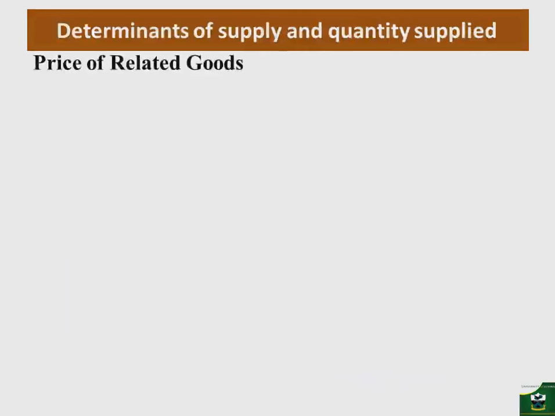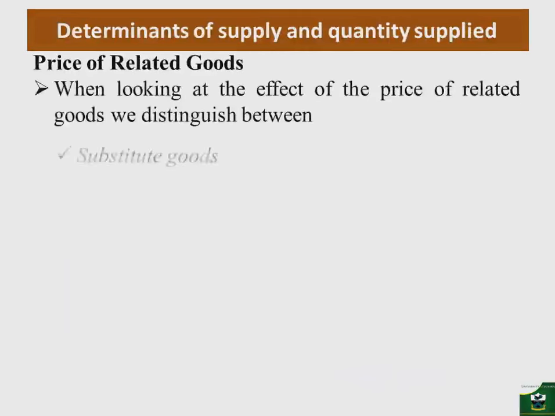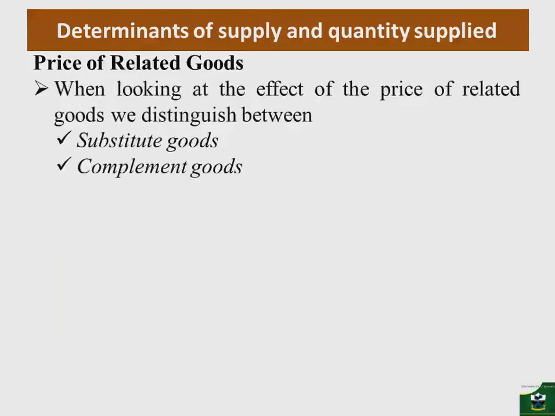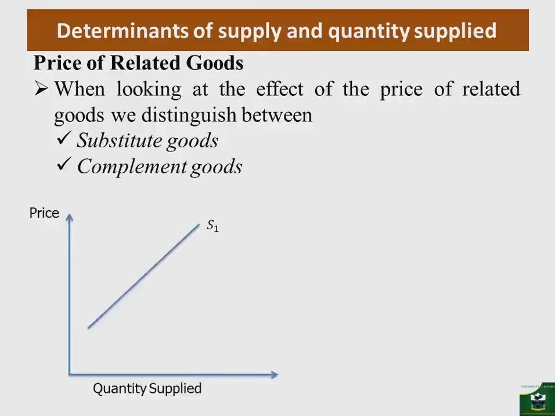Okay, so the other determinant is the price of related goods. Remember, when we are looking at this, we distinguish between substitute goods and complement goods. Now, graphically, let's start with substitute goods, with price on the vertical axis and quantity supplied on the horizontal axis, and our initial supply curve S1. Let's assume a certain firm is producing two substitutes, say, Fanta and Mirinda.